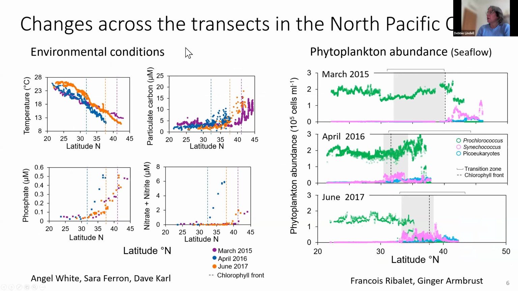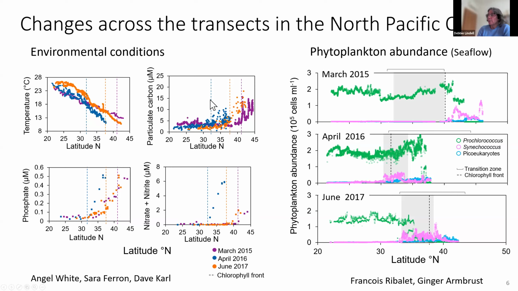So there's changes occurring across these transects, and we'll look first at the left, the environmental conditions. We can see that temperature declines along the transect. On the x-axis, we have the latitude. So temperature declines, as does salinity. Nutrient levels increase as we go north on each of these transects. And also, particulate carbon, which is an indicator of trophic status, also increases as we go northward. What I'd like you to notice, though, is that these increases differ at different places for different years.